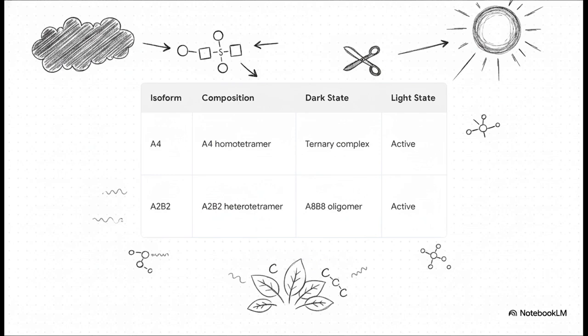But what happens when the sun comes up? The Ferredoxin-Thioredoxin system kicks into high gear. Reduced thioredoxin smashes these complexes apart. It cleaves the disulfide bonds in both CP12 and the A8B8 oligomer, freeing those active A4 and A2B2 forms to begin fixing carbon for the day.